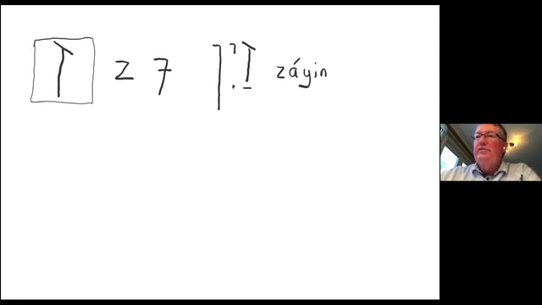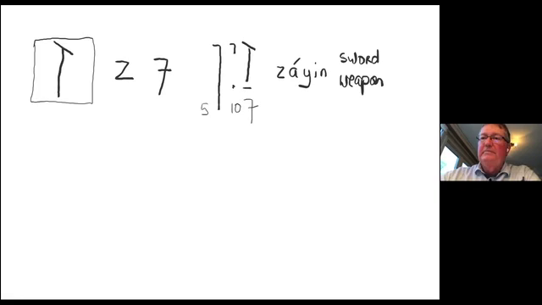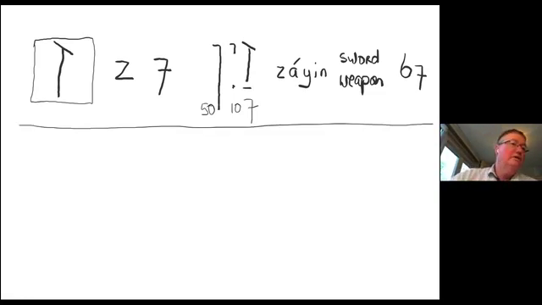The meaning is a sword, a zwaard, or a weapon, a wapen. The number of the Hebrew name of the letter is, and I do this again for you for free, 7 plus 10 plus 50. So that's 67. Ta-da. Now we're getting there.